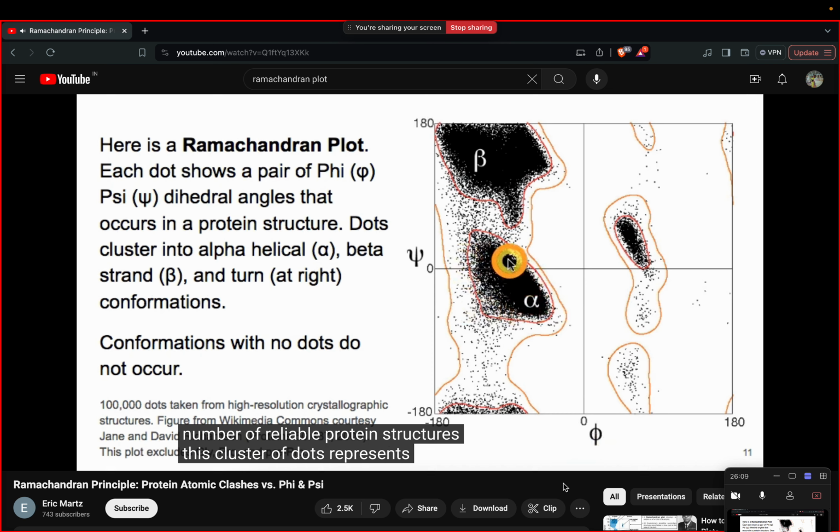This cluster of dots represents alpha helices, while this cluster of dots represents beta strands that form beta sheets. And here we have turns. Notice that there are large areas of the plot completely devoid of dots. These conformations simply do not occur.